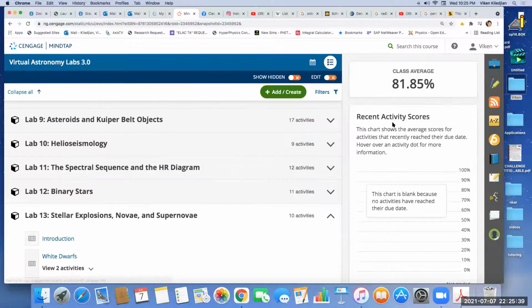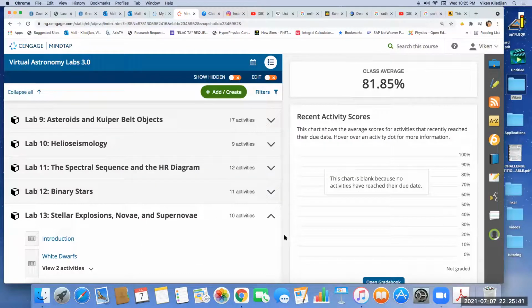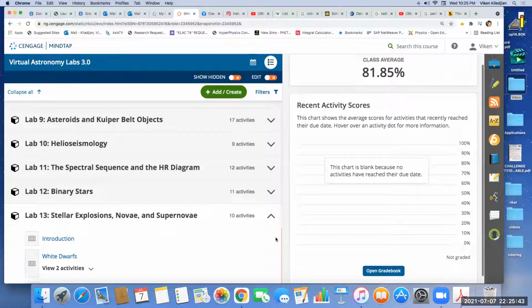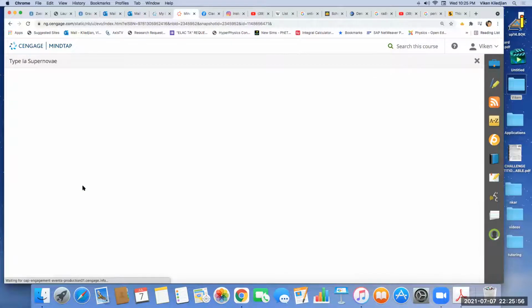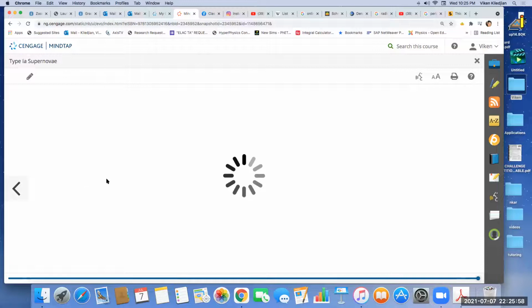Okay, then you go to the next one. I think that's the last one. Oh, now we're gonna go to when the actual white dwarf itself explodes. That's called type 1a supernovae. Oh man, this is a gigantic explosion now.